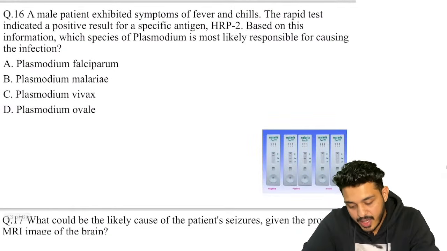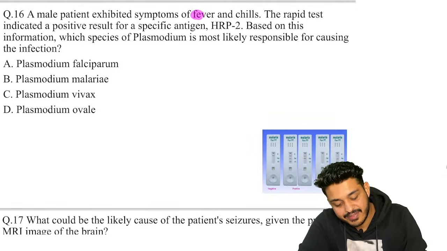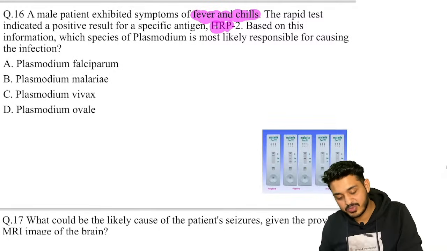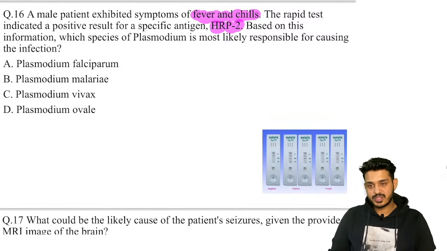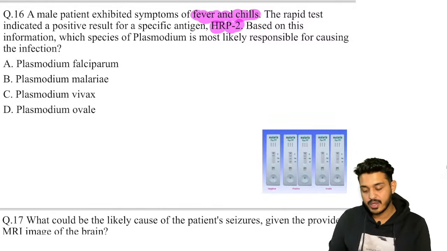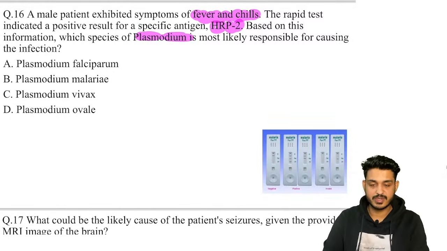Next question. A male patient exhibits symptoms of fever with chills. You have to think about what? Fever, chills and HRP2 positivity. These three things I was talking about. The rapid test indicated a positive result for a specific antigen. What is the antigen? That is going to be HRP2. Based on the information, which species of Plasmodium is most likely to be responsible for this infection?